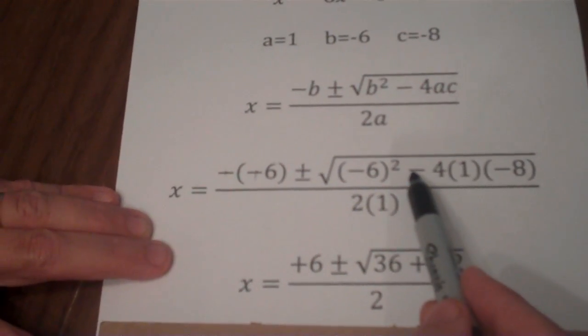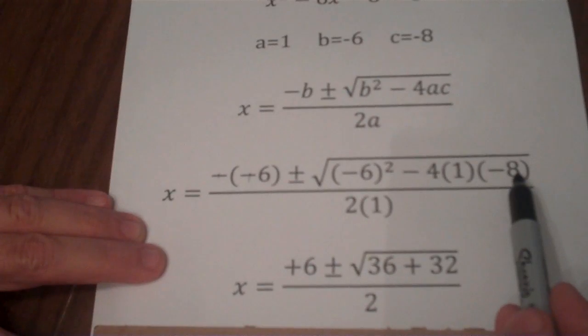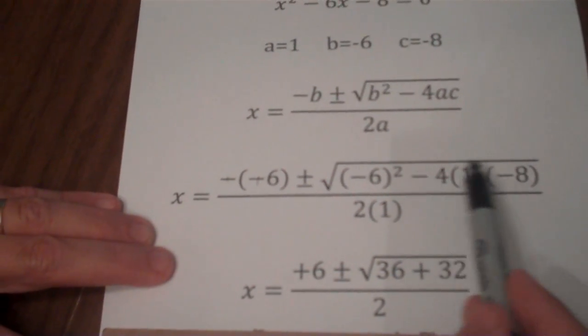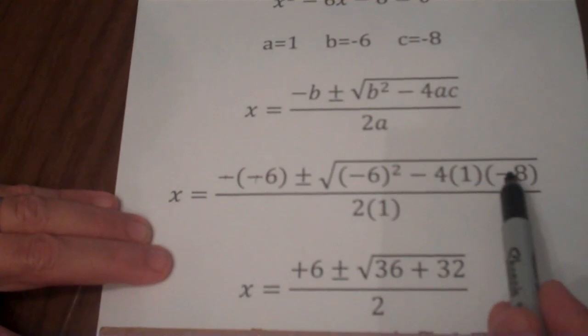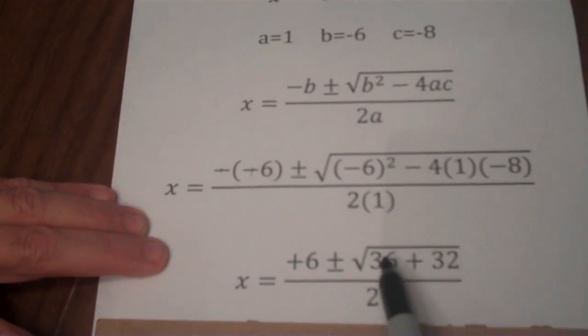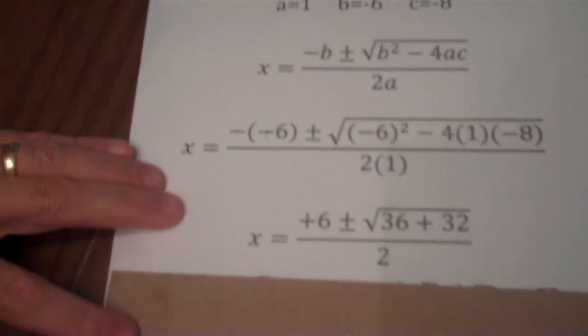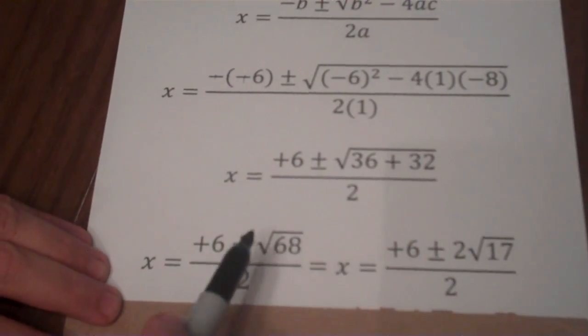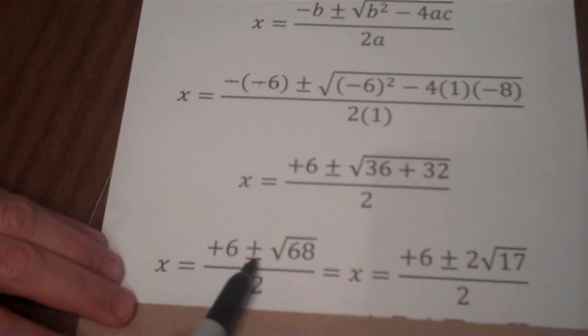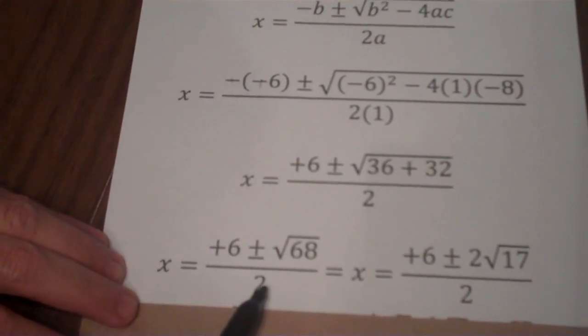The same is true of the product here on the right, the second term underneath my radical. I have two negatives here as well, so it will be positive. 4 times 1 times 8 is 32. 36 plus 32 is, of course, 68. So my answer, frankly, is positive 6 plus or minus the square root of 68 over 2.